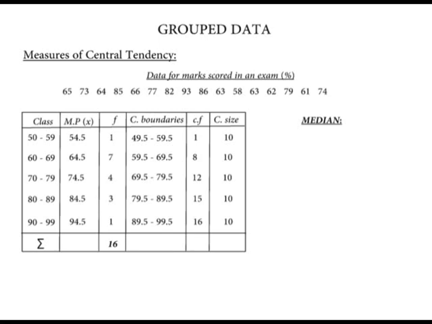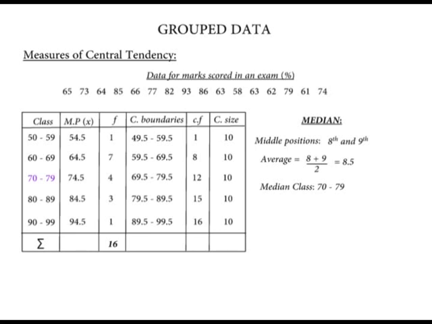Now, from the cumulative frequency, we have 16 observations. And so the median is in the 8th and the 9th positions. We get the average, 8 plus 9 over 2 is 8.5. And so strictly speaking, the median is in position 8.5. Going to our table, the cumulative frequency up to the class of 60 to 69 is 8, and 70 to 79 is 12. It means therefore that 8.5 lies in the class of 70 to 79. This is the median class.